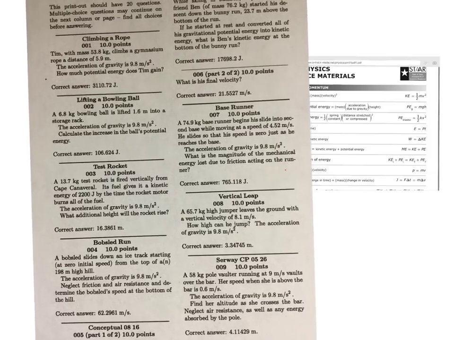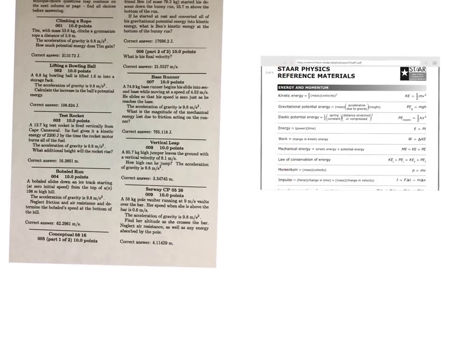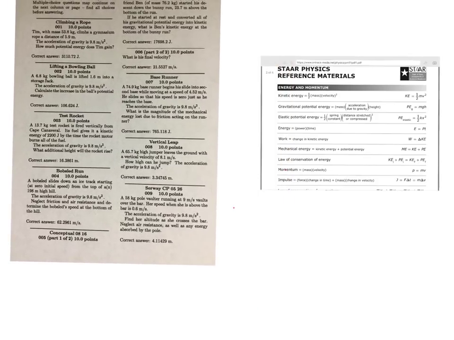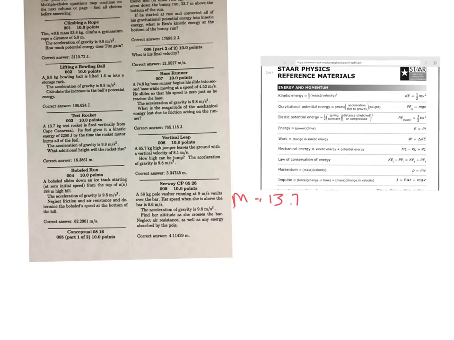I said I was going to do 3 next, because 3 is a little freaky. All right. A test rocket is fired vertically from Cape Canaveral, and the mass of that was 13.7. Fuel gives a kinetic energy of 2,200 joules. Remember that joules is the unit for energy. That's very important. It's also the unit for work, and that's going to matter next week. The acceleration due to gravity, or the G, is going to be 9.8 again. And this one's asking for what was the height. So what is the change in height that it's going to have over that period of time?